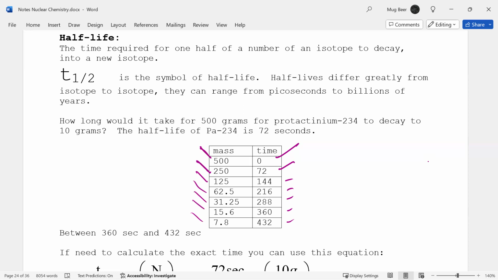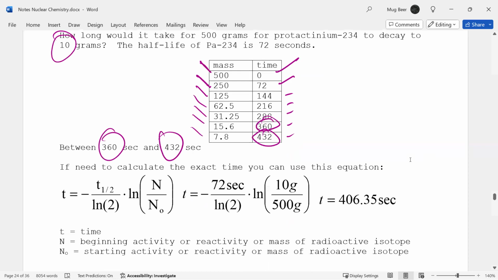So a question could be, how long does it take to decay to 10 grams? A question could be, how long to get below a certain value? So in this case, I don't know what the 10-gram value is. I know it's somewhere between 630 seconds and 432 seconds. That's when I'll hit 10 grams. All right. But there's also some math we can do. So we're going to do that math.